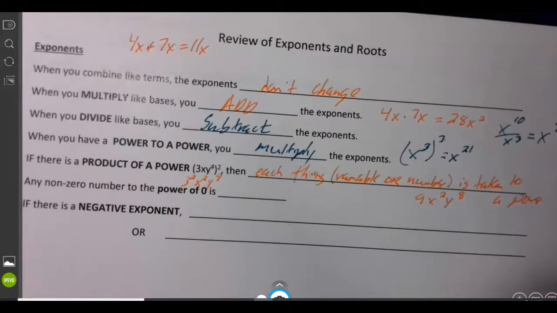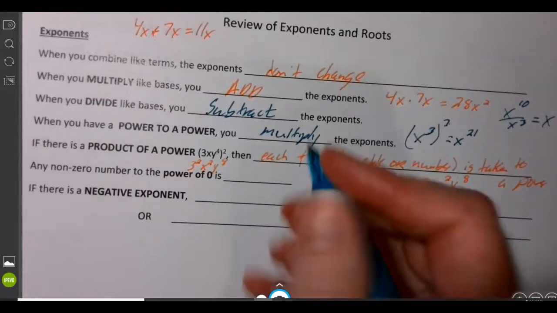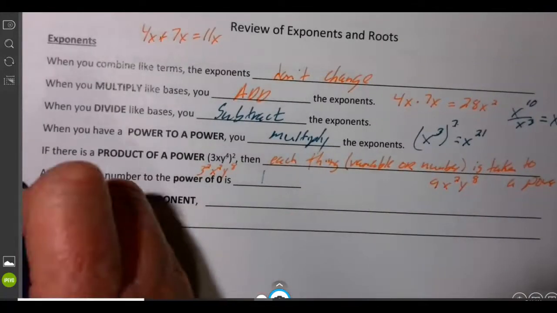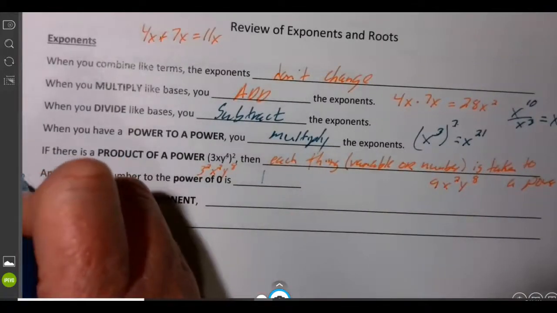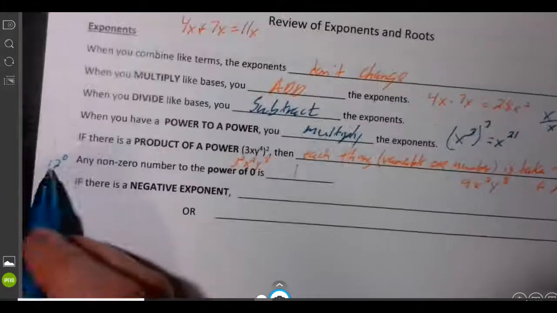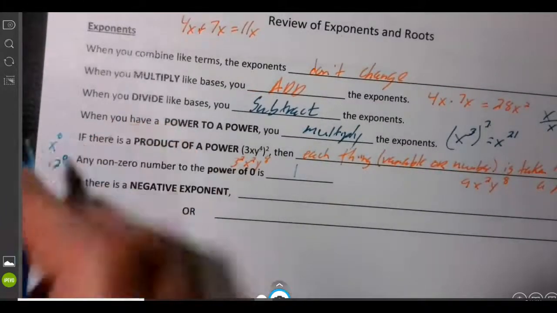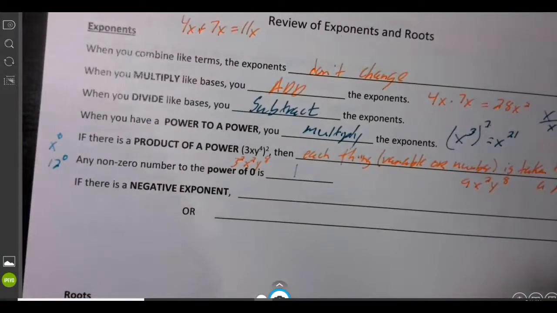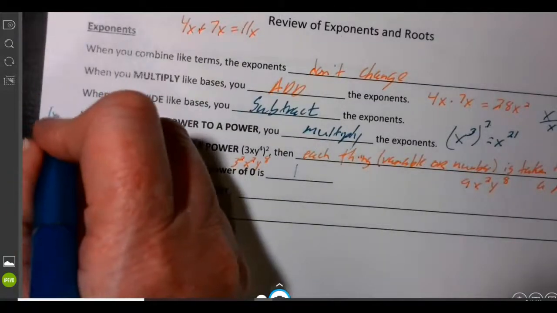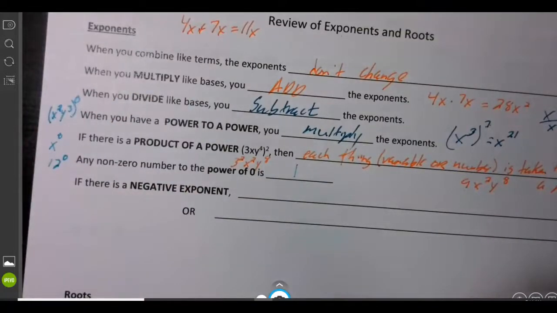Any non-zero number to the power of 0 is 1. So 12 to the 0 power, that's equal to 1. X to the 0 power, that's equal to 1. X to the 2nd, y to the 3rd, all to the 0 power, that's equal to 1.